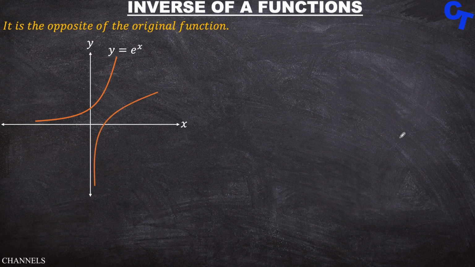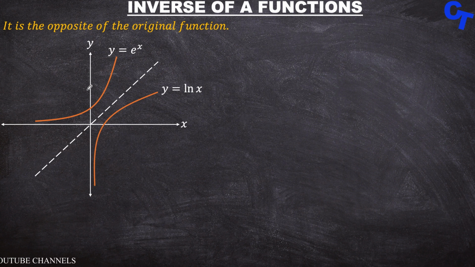As you can see, it is just the opposite along the mirror line, which is going to be y equals x, right here. So as you can see, this one can be the inverse of this one, or this one can be the inverse of this one. Whichever way you want it to make sense, it makes sense.